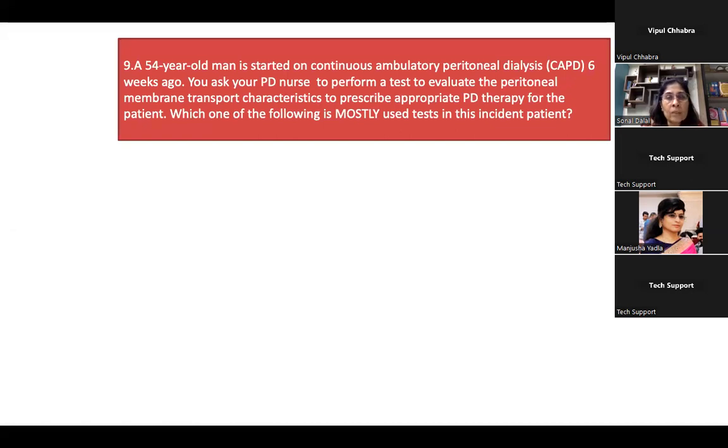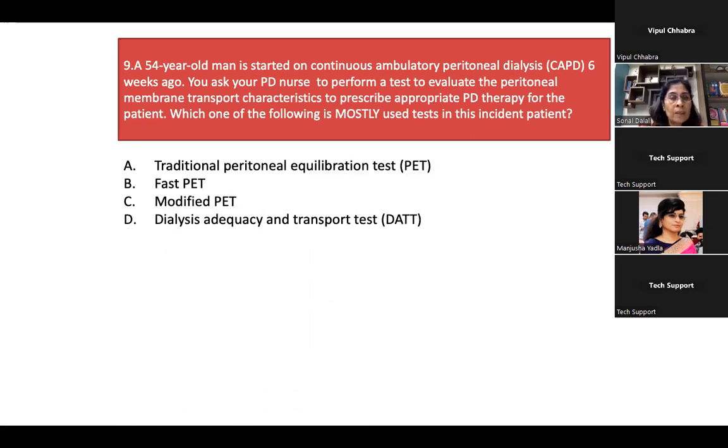A 54-year-old man is started on CAPD six weeks ago. You ask the PD nurse to perform a test to evaluate the peritoneal membrane, that is the PET test, to prescribe appropriate PD therapy for this patient. Which one of the following is the most used test in this setting? Traditional PET test, fast PET test, modified PET test, and dialysis adequacy and transport PET test. Time starts now.